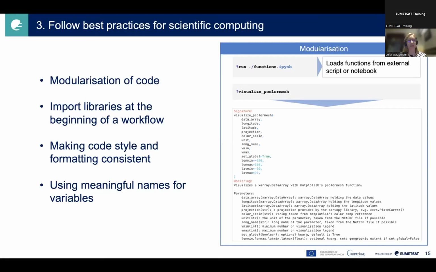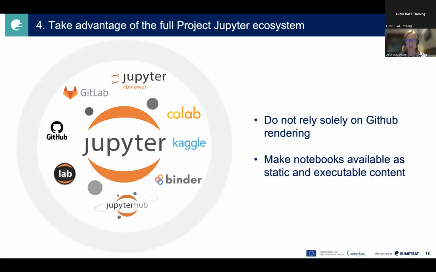Another general recommendation is to import libraries right at the beginning of a workflow. You often see in notebooks hosted on GitHub that libraries are imported all over the place. When we share notebooks, we should import libraries right at the beginning. It is also important to apply and use a consistent code style and formatting of the code, and to use meaningful names for variables. This is even more important if we use notebooks in an educational context, because in the end, your notebooks and workflow have to be understood.